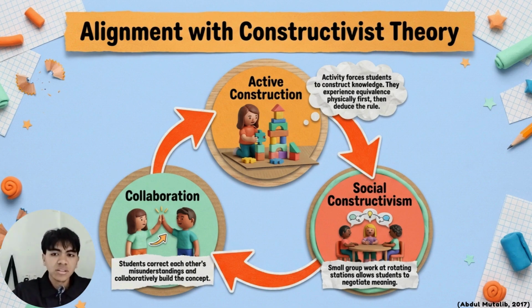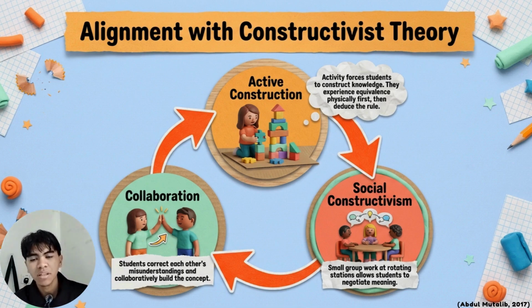Furthermore, by using the rotating strategy, our activity strongly reflects social constructivism, especially Vygotsky's theory. This can be seen in three aspects. First, negotiating meaning. Students discuss, explain, and sometimes even debate their ideas instead of working silently. Second, peer correction. During the I think, I wonder discussions, students naturally clarify and correct each other's misunderstandings, reducing the need for constant teacher intervention. Third, collaborative knowledge building. They work together to construct the fundamental concept, so the aha moment becomes a shared success.